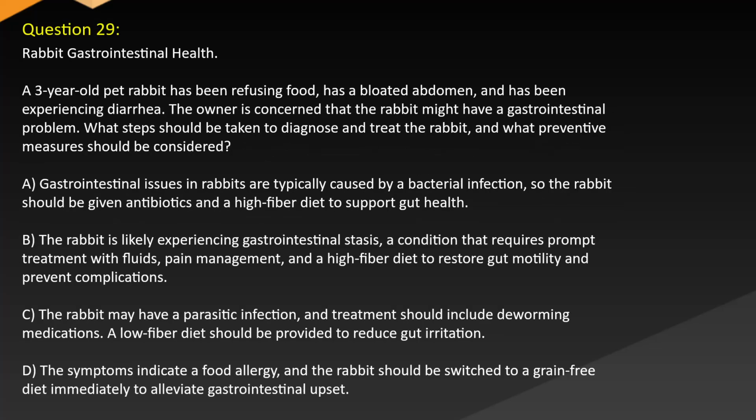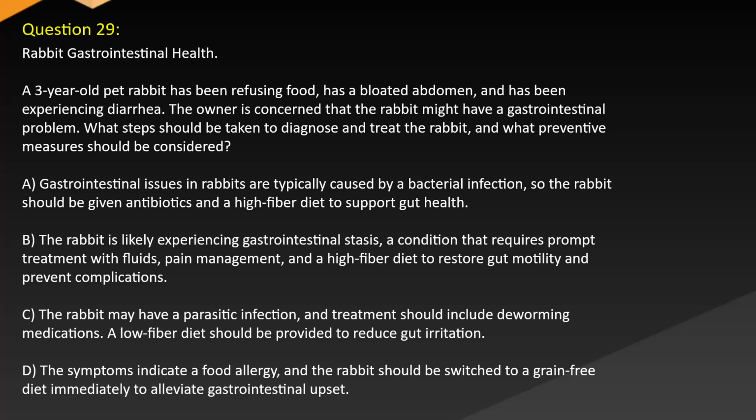A 3-year-old pet rabbit has been refusing food, has a bloated abdomen, and has been experiencing diarrhea. The owner is concerned that the rabbit might have a gastrointestinal problem. What steps should be taken to diagnose and treat the rabbit, and what preventive measures should be considered? A. Gastrointestinal issues in rabbits are typically caused by a bacterial infection, so the rabbit should be given antibiotics and a high-fiber diet to support gut health.